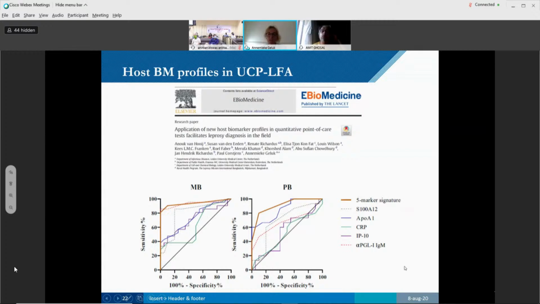What I want to add to this is that if you have a 5 biomarker signature, then the area under the curve, so the sensitivity and specificity, is better. So although we have been using single UCP lateral flow strips, it's still better to have a combination to get higher sensitivity and specificity, a so-called biomarker signature. And this is again what we're working on now.